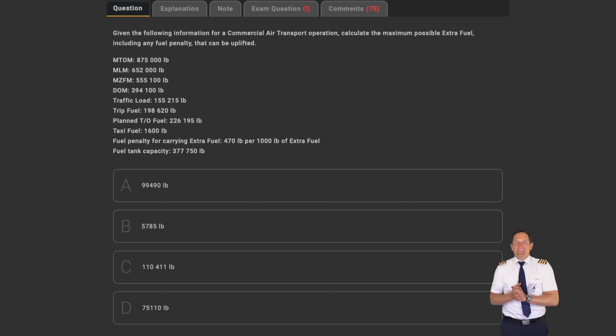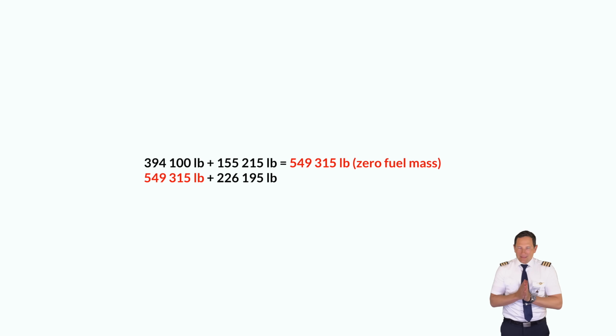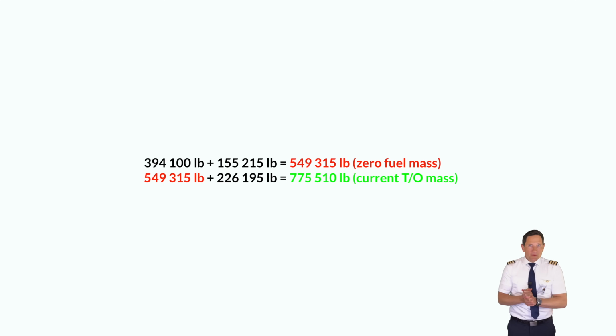Alrighty, get your calculator out. This one is all about basic addition and subtraction. So what do we start with first? Correct, the dry operating mass. Then we add the traffic load, which gives us the zero fuel mass for this flight. Now add the planned takeoff fuel onto the zero fuel mass. This gives us then the current takeoff mass. Now you see that we have quite a bit of margin until reaching the maximum takeoff mass.